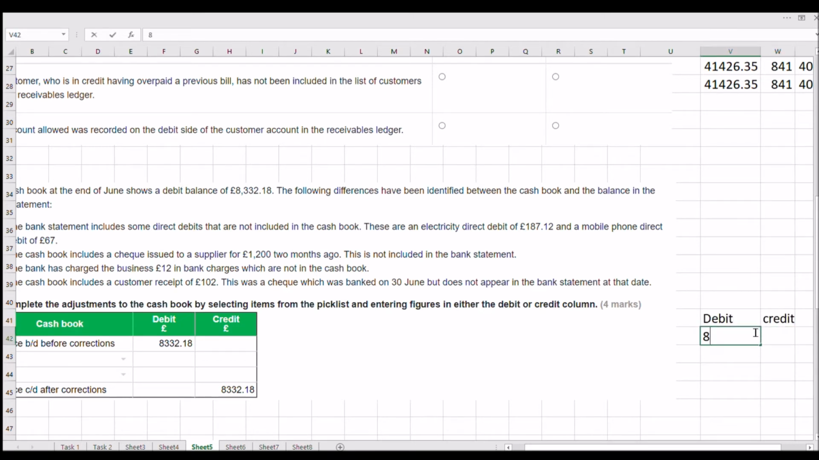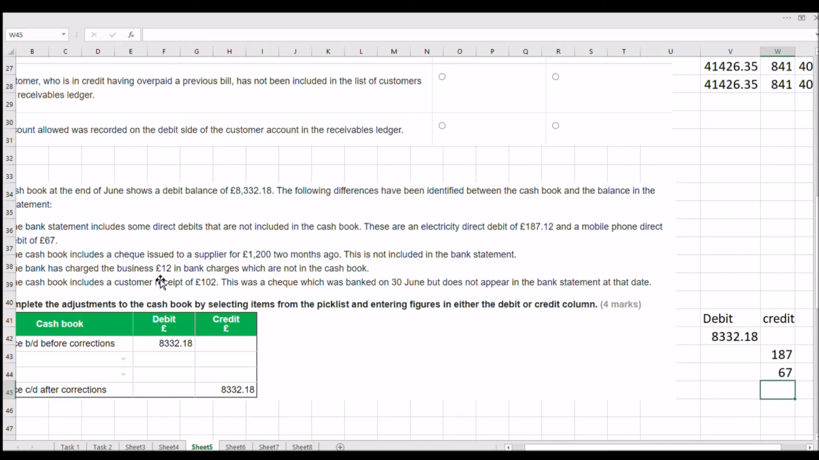And so we're starting off with a debit of 8332.18, our unadjusted cash book. And we're going to go through what we've got here. The bank statement includes some direct debits that are not included within the cash book. A direct debit is a payment out, so credit 187.12 and credit 67.